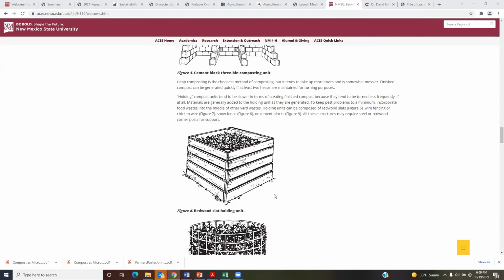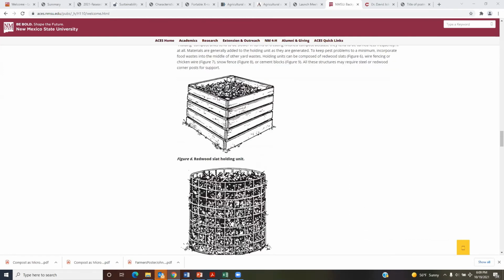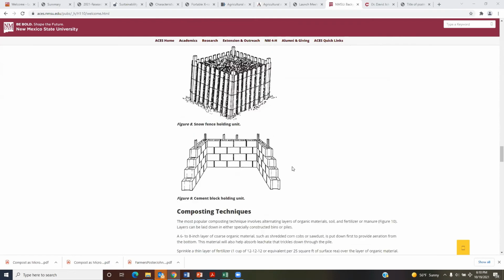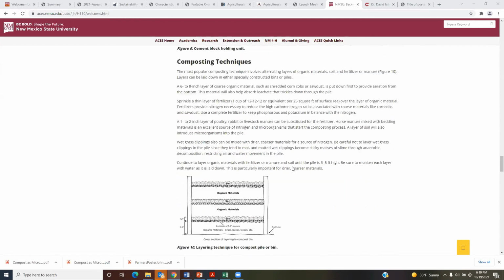This is okay for these holding units, but again, you have to somehow find a way to stir this. Or if you investigate the Johnson-Su reactor, this really needs to be raised off the ground to have the aeration according to the Johnson-Su reactor. So something to consider.